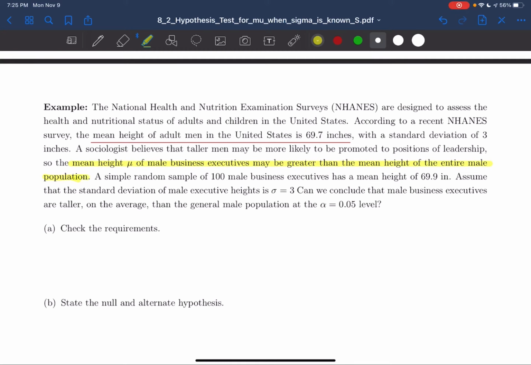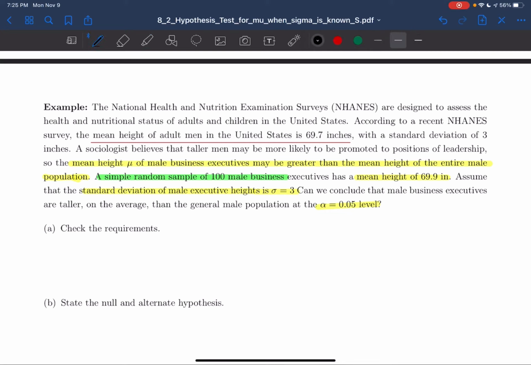So the mean height mu of male business executives may be greater than the mean height of the entire male population. Here, a simple random sample of 100 business executives has a mean height of 69.9 inches. Assume that the standard deviation of male executives' height is 3. Can we conclude that male business executives are taller on average than the general male population, with a significance level of 0.05?